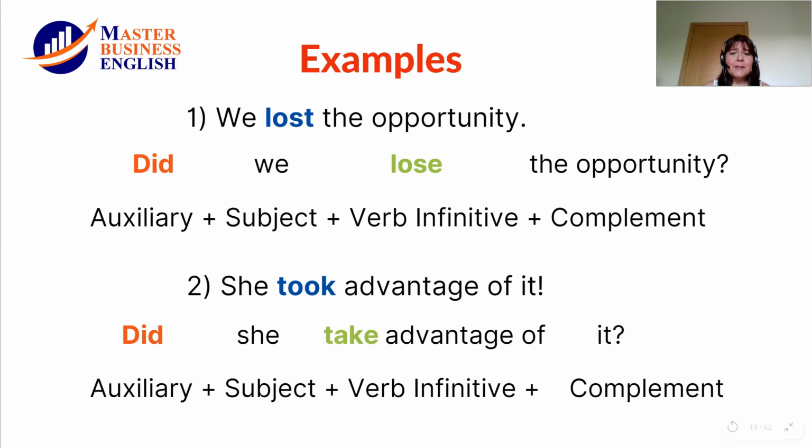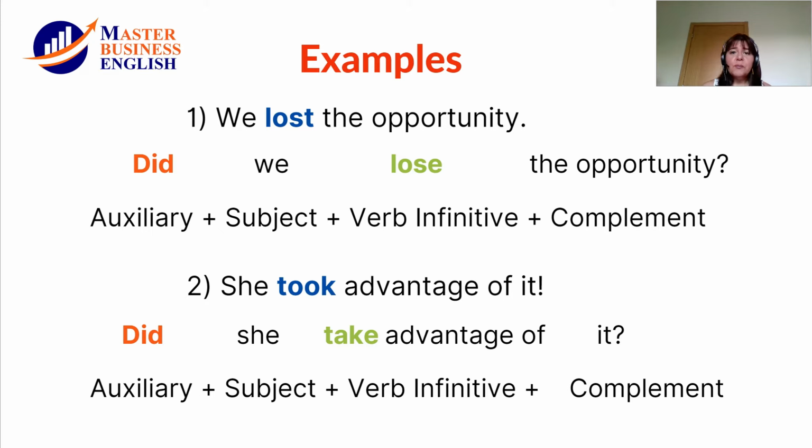Let's see some examples. We lost the opportunity. Into a question: did we lose the opportunity? Here we have did, the auxiliary, we, the subject, lose, the verb, and opportunity, the complement, and the question mark.